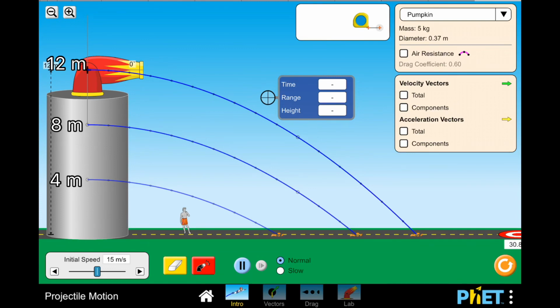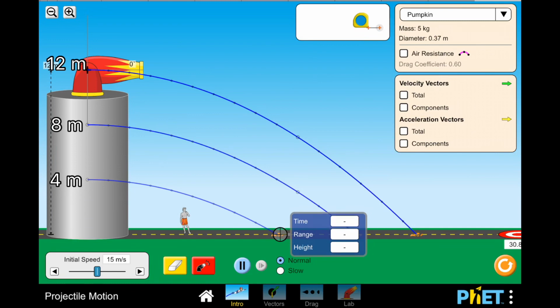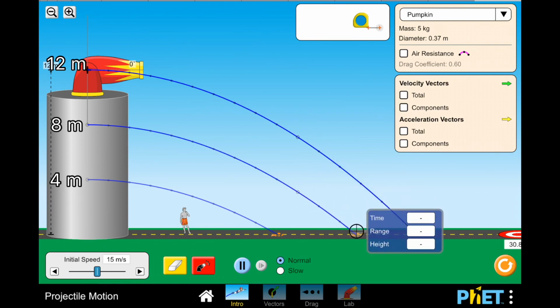Let us look at the trajectory of the projectile that was released at a height of 4 meters. As you can see, the time it takes for the projectile to reach the ground when it was released at a height of 4 meters is 0.9 seconds and its range is 13.55 meters. Now when the projectile was released at a height of 8 meters, the time it takes to reach the ground is 1.28 seconds and it covers a horizontal displacement of 19.16 meters.